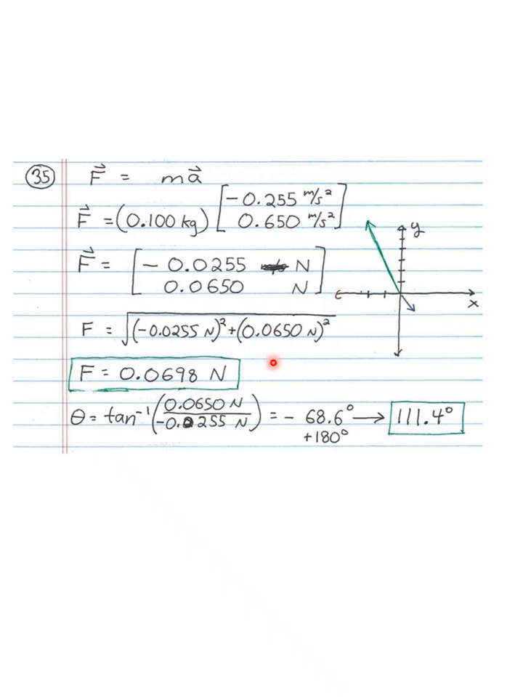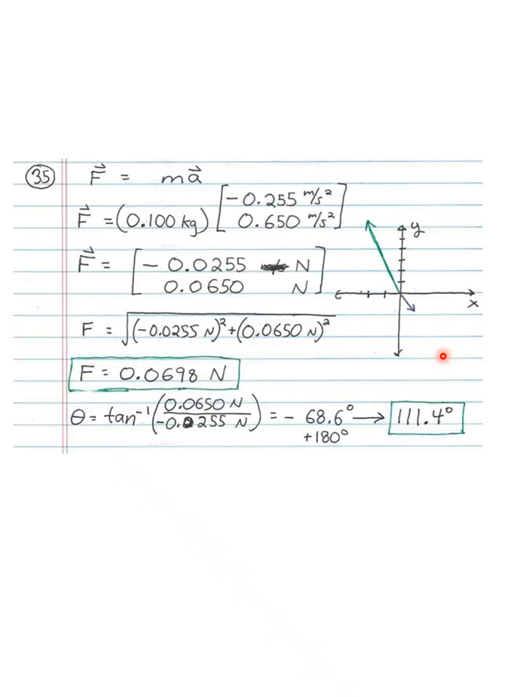There it is, 0.0698 newtons. We want to find the direction, and so theta is the arctangent of the y component of force over the x component of force. When we take that arctan, we get negative 68.6 degrees. Now let's go look at the picture at what negative 68.6 degrees looks like. It's here in the fourth quadrant. It's going in exactly the opposite direction.